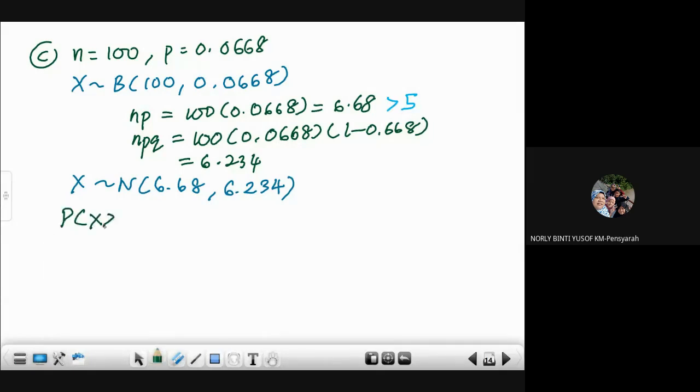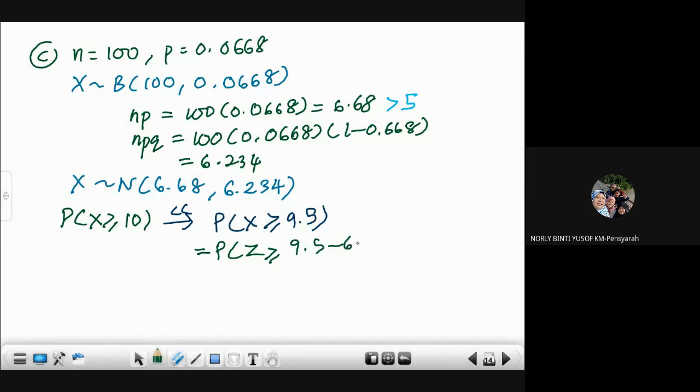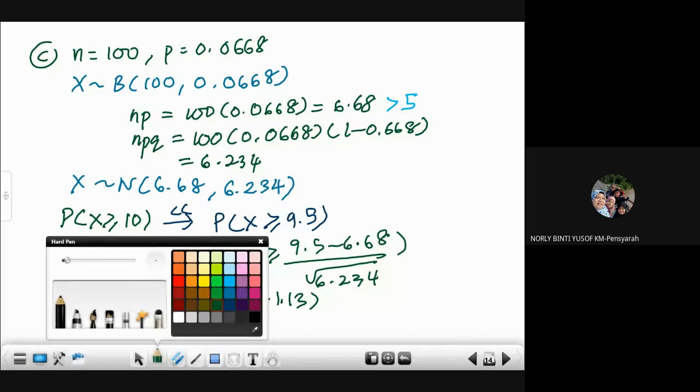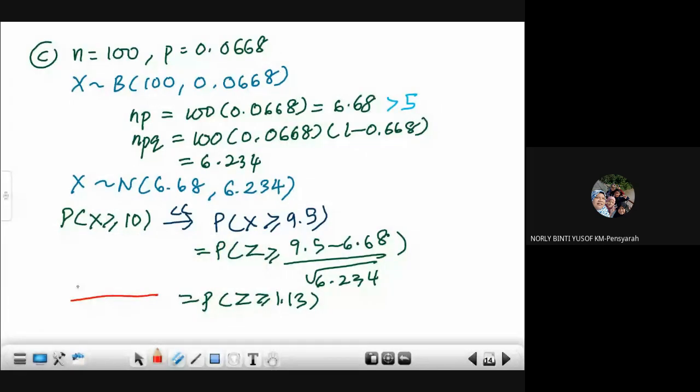Okay, di sheet you tadi, at least 10. Buat CC sama, tolak 0.5. Lepas tu standardize. Yang lain step dia sama. Tolak 6.68 over root 6.234. So you akan dapat Z equals to 1.13. So ini boleh terus baca lah sebab normal dia untuk Z positif. Okay, so nanti baca dapat 0.1292. Finish. Okay, so itu untuk C.